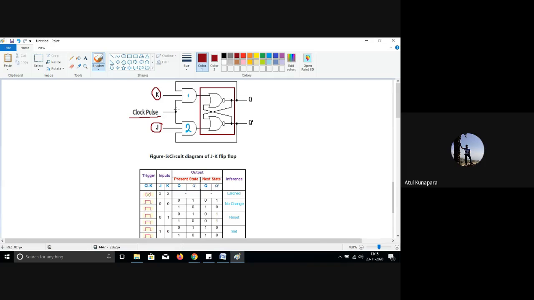But in this configuration, we are not going to have the problem with both inputs being 1 simultaneously. It means if you make your J and K both equal to 1, 1, then also no invalid output will come. Your output will be valid. So that is the advantage we get in this JK flip-flop. So how is this going to work? Ultimately, we are going to set or reset the outputs Q and Q dash by using the J and K inputs if the clock pulse is present.